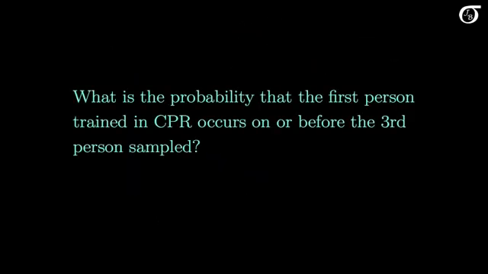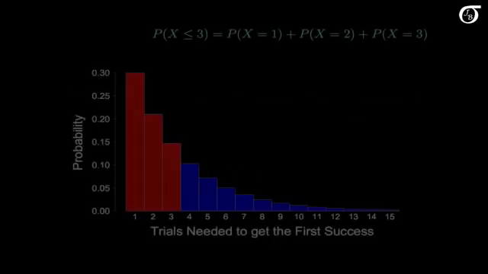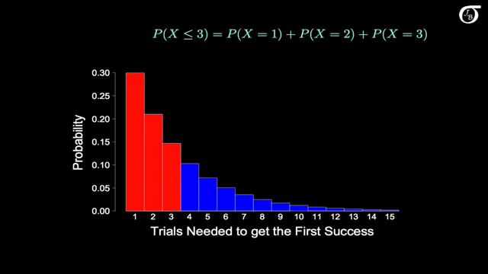Now suppose we want a different probability, the probability that the first person trained in CPR occurs on or before the third person sampled. We need to find the probability that the random variable x takes on a value that is less than or equal to 3. Let's see what that looks like on a plot. Here's the distribution, with the parts shaded in red representing the probabilities we need to find. We need to find these 3 probabilities and add them together.